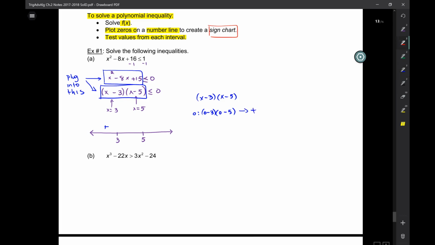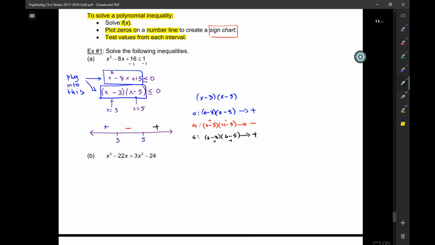Okay, now let's pick another number from the middle region. Give me a number from the middle region. 4 sounds good. So let's put 4 in here. 4 minus 3, 4 minus 5. What do you think? Positive, negative, together they make negative. Let's pick a number from the very last region. 6 sounds good. 6 minus 3, 6 minus 5. What do you think? Positive, positive, positive.